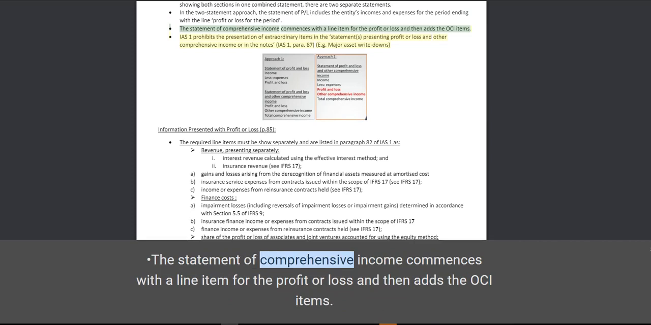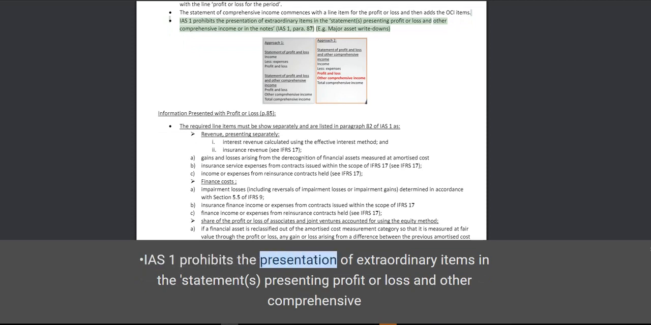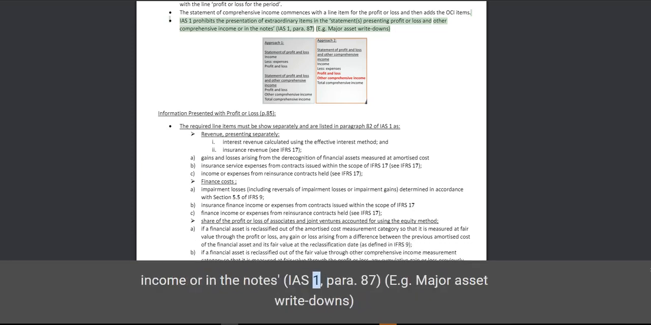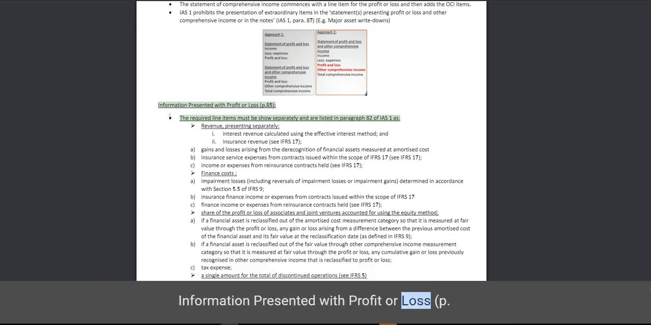The statement of comprehensive income commences with the line item for the profit or loss and then adds the OCI items. IAS 1 prohibits the presentation of extraordinary items in the statement presenting profit or loss and other comprehensive income or in the notes. IAS 1, para. 87, for example major asset write-downs. Information presented with profit or loss.